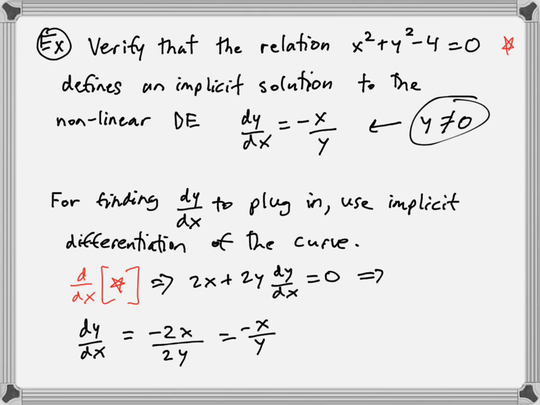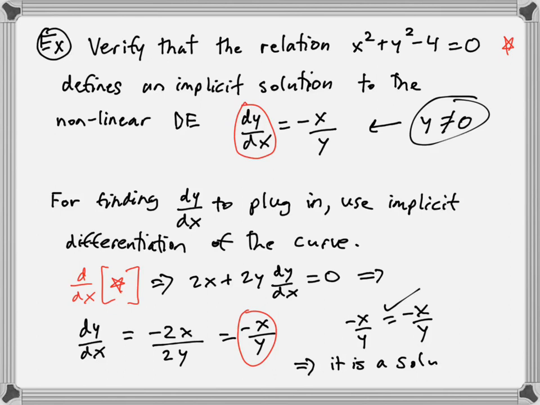So we get dy/dx is equal to negative x over y. And this is what we're going to plug in for this guy, right? We're going to take this guy and put it in there. And we notice that it works, right? Because when we take that guy and put it in, we actually have the exact same thing on both sides. So it works. So therefore, it is a solution.